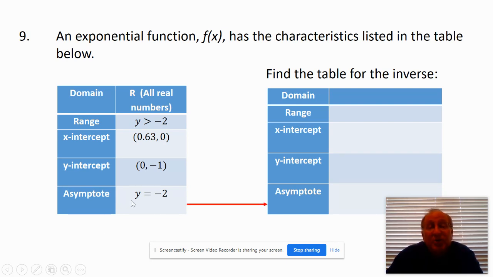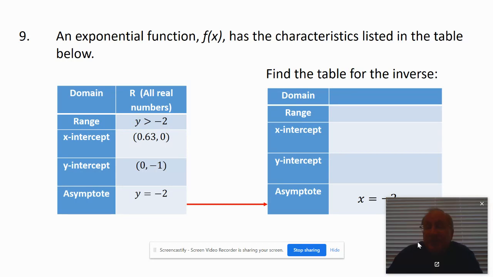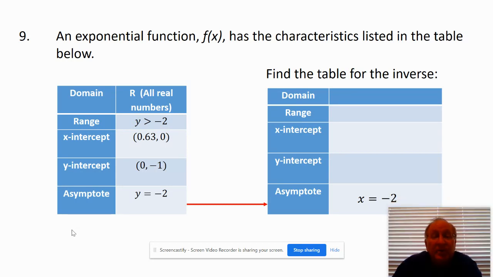First off, if the asymptote is y equals -2, well, the asymptote on the logarithm will then be x equals -2. All right. Well, if the x-intercept is at 0.63, 0, well, then the y-intercept will be 0, 0.63. They just trade places. So if the y-intercept is (0, -1), the x-intercept will be (-1, 0).